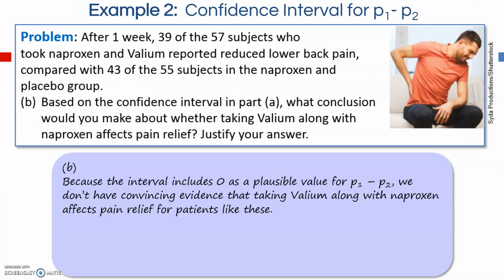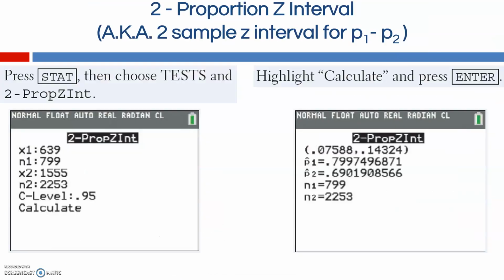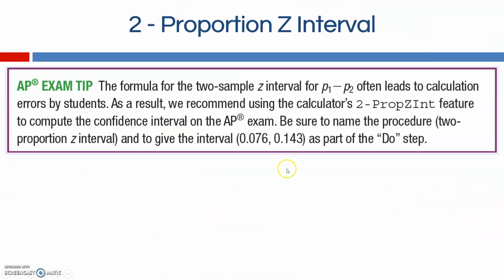So here is a tip that I want you to follow. The formula for the 2-sample z interval for p sub 1 minus p sub 2 often leads to calculation errors by students. As you saw yesterday, it's pretty tedious, and there's a lot of places where it could go wrong. You might even type all the numbers in your calculator incorrectly.